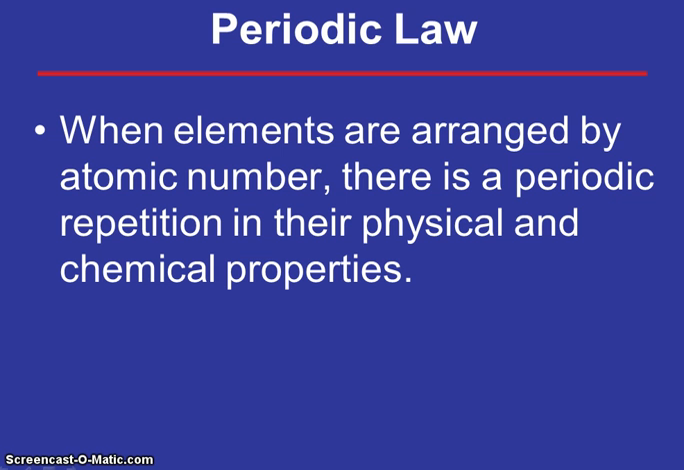So we want to talk first about how the periodic table is arranged. And we deal with what's called the periodic law. The periodic law says that when elements are arranged by their atomic number, there is a periodic repetition in their physical and chemical properties. In other words, the properties of elements are based off of their atomic numbers.